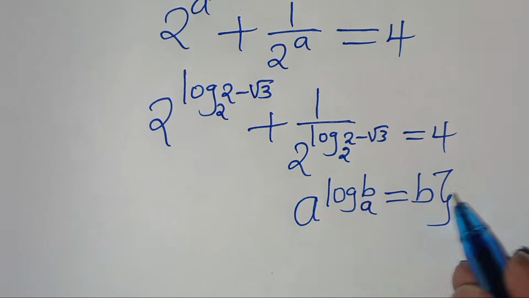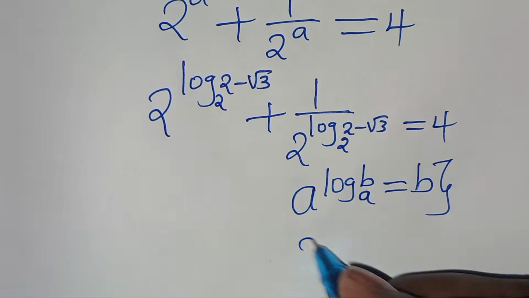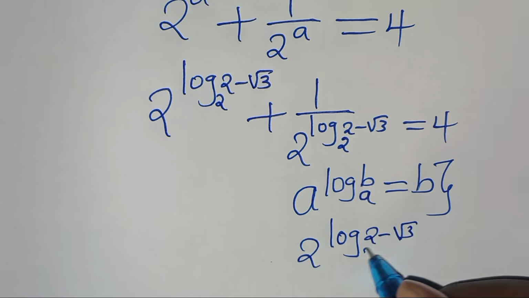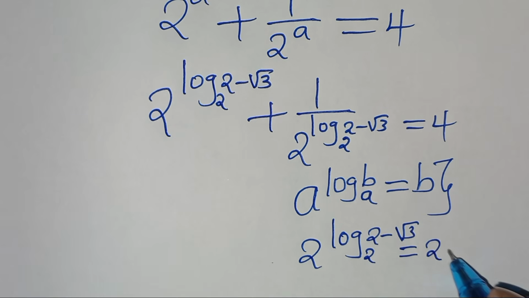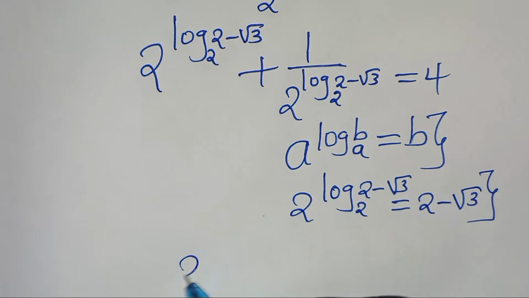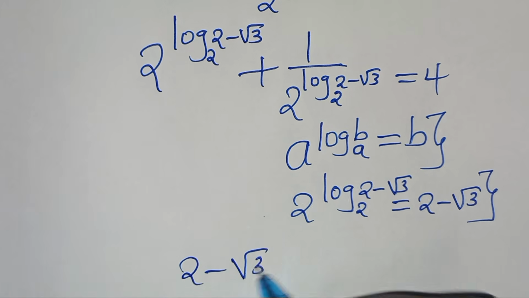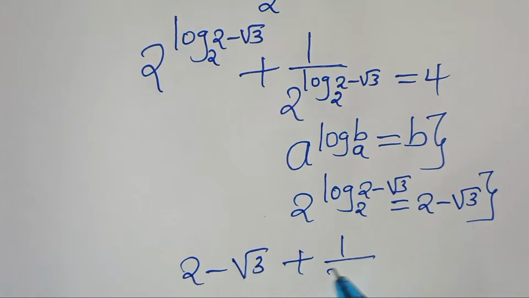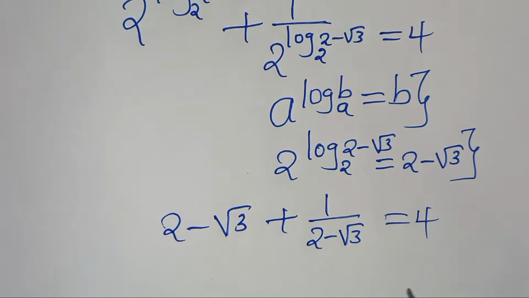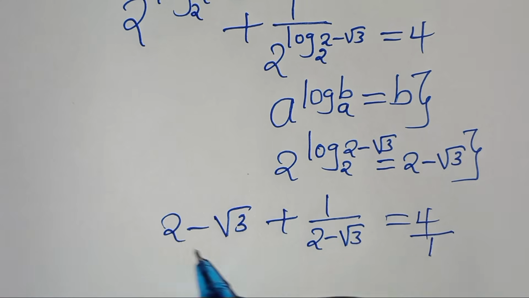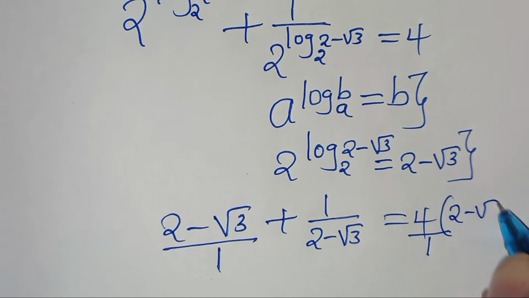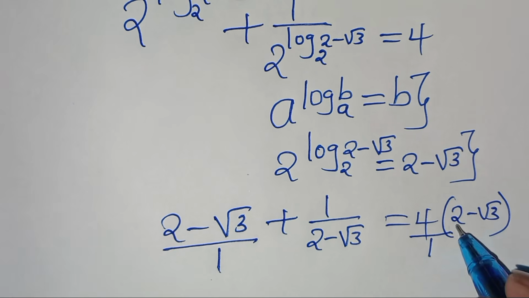So applying this property, then we have 2 to the power of log 2 minus square root of 3 to base 2. This should give us a value of 2 minus square root of 3. Now, here we have 2 minus square root of 3 plus 1 over 2 minus square root of 3. This is equal to 4. Now, we have that 4 is our whole number, so this is over 1, and this is over 1. So the LCM is 2 minus square root of 3. Let's multiply everything by 2 minus square root of 3.